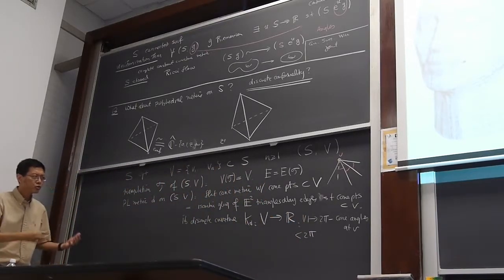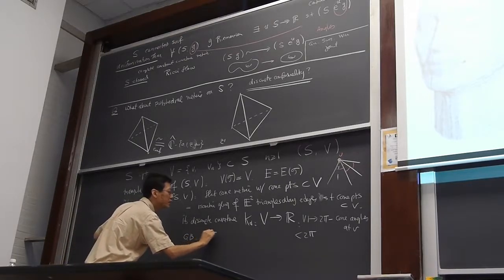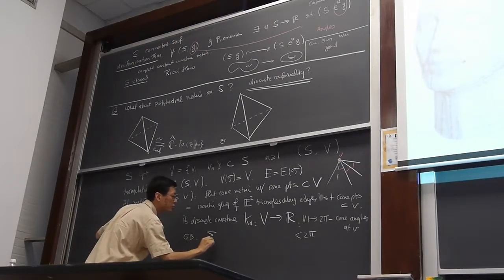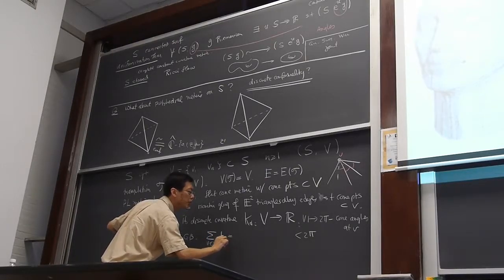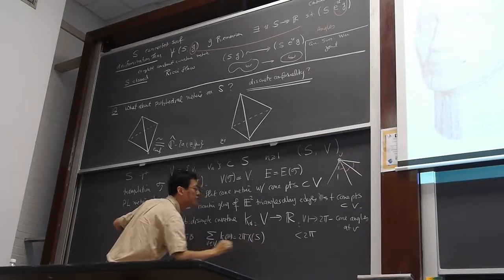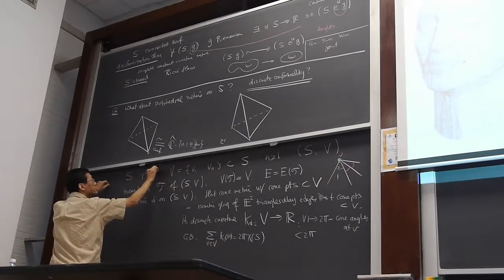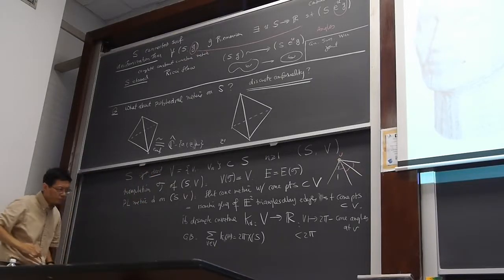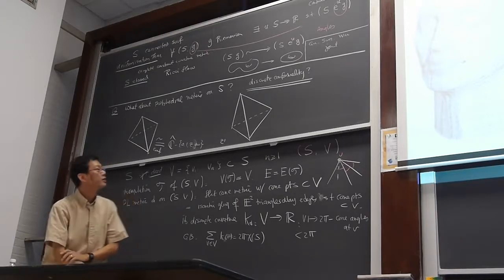And it's almost a trivial fact that we have the Gauss-Bonnet formula, which says that the sum of the curvature is equal to 2 pi times the Euler characteristic of the surface. I'm going to assume this is a closed surface, with no boundary. So that's Gauss-Bonnet.